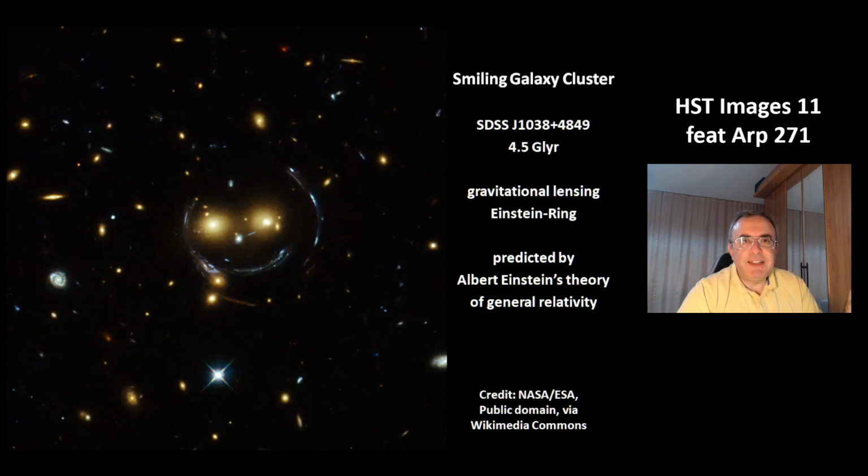This is the Smiling Galaxy Cluster SDSS J1038+4849 at a distance of 4.5 billion light years. This is the product of gravitational lensing, and the alignment of the background galaxy and the foreground cluster has produced what is called an Einstein Ring. And gravitational lensing was predicted by Albert Einstein's theory of general relativity, and we can see in the universe many examples that prove this theory.